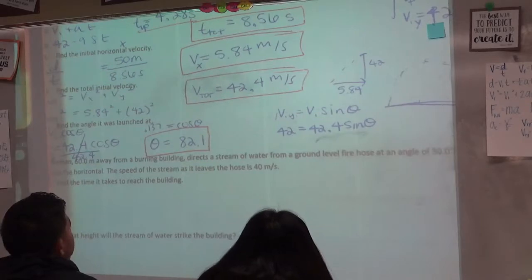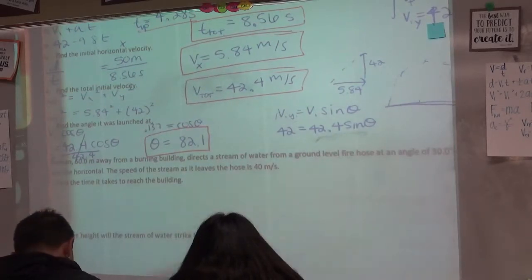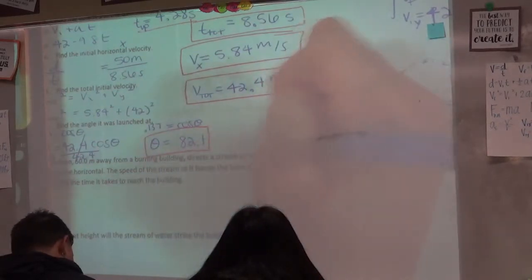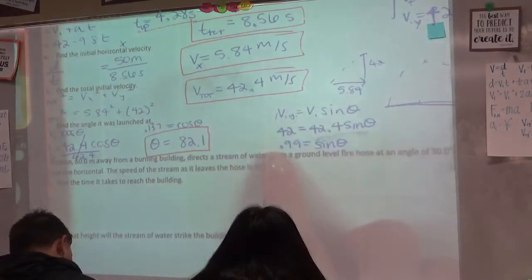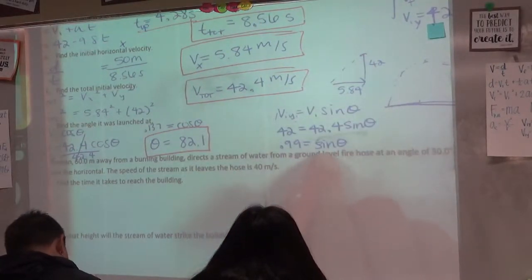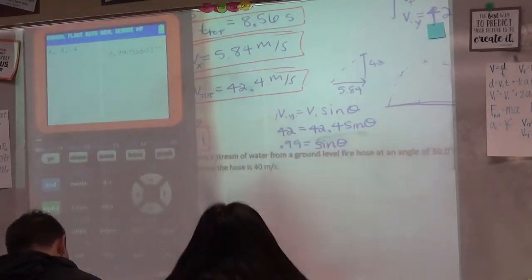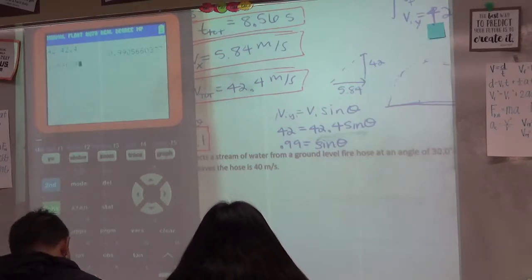So you guys should be doing this in your calculator now. Divide this over. So what are you getting when you divide it over? 0.99. Good. Now I have the sine of the angle is 0.99. How do I get rid of the sine? Inverse sine. How do you do inverse sine in your calculator? Second sine. 0.99.